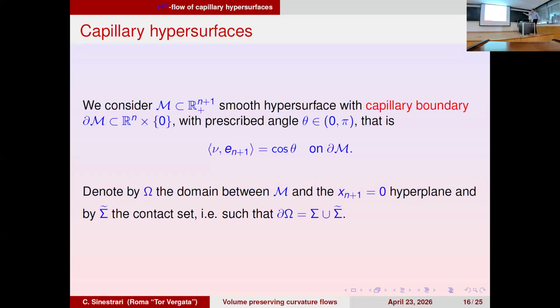Sorry, again I put the wrong letter. So the capital sigma in the last line should be M. I apologize. I call the contact surface tilde M. So the enclosed region is omega, and it has as a boundary our surface M and this contact surface tilde M. And this is the boundary of our evolving surface.